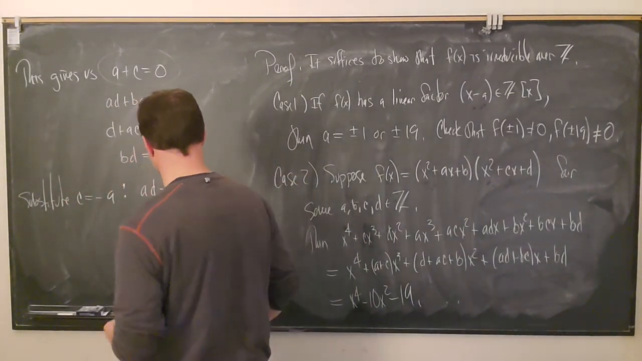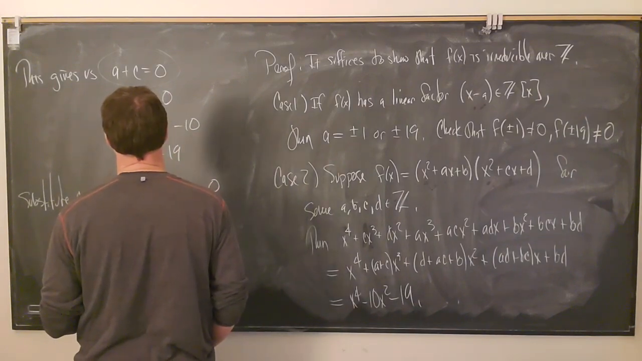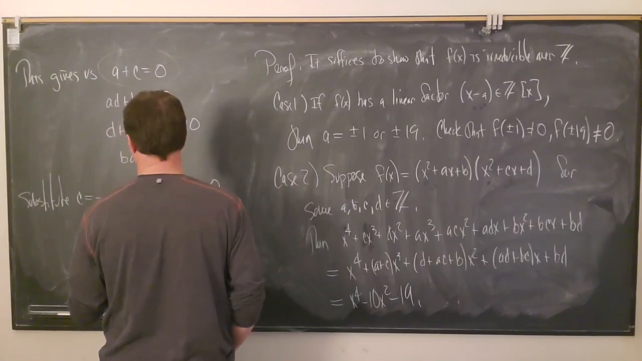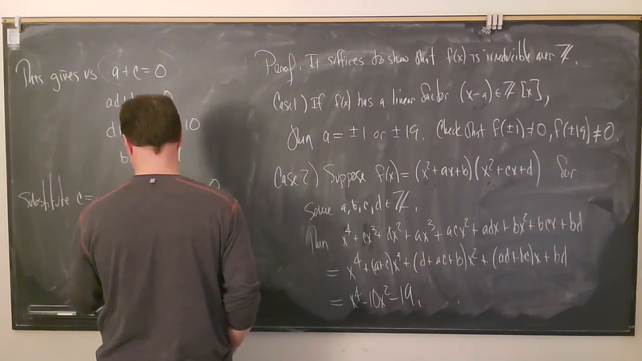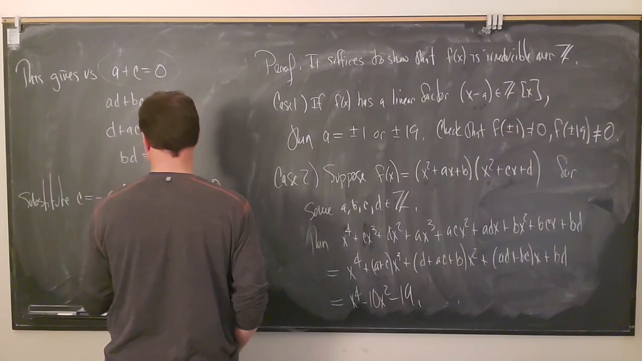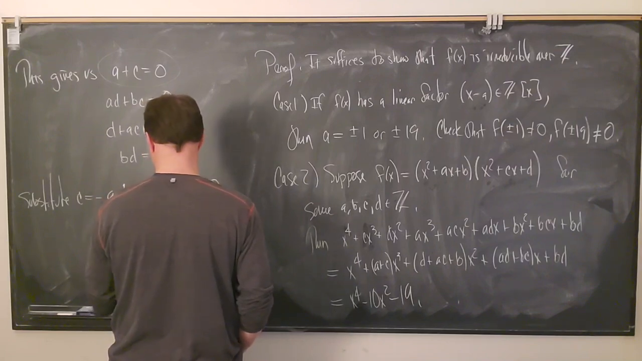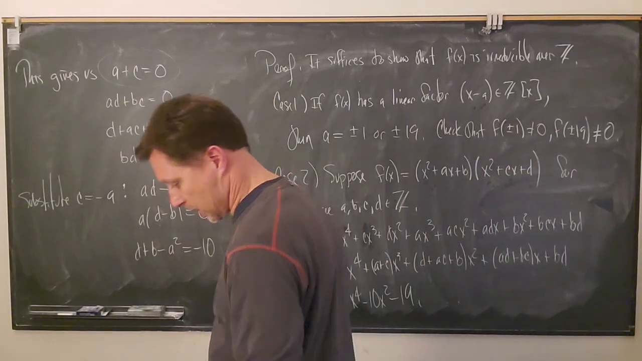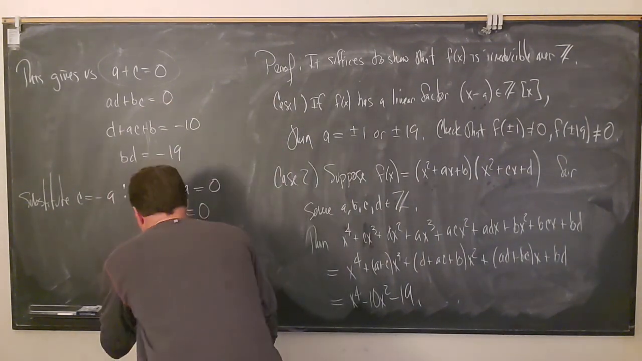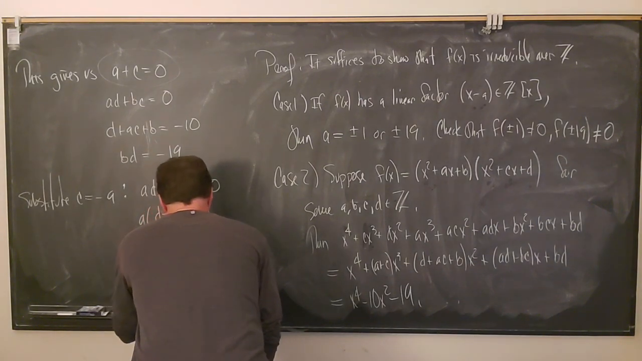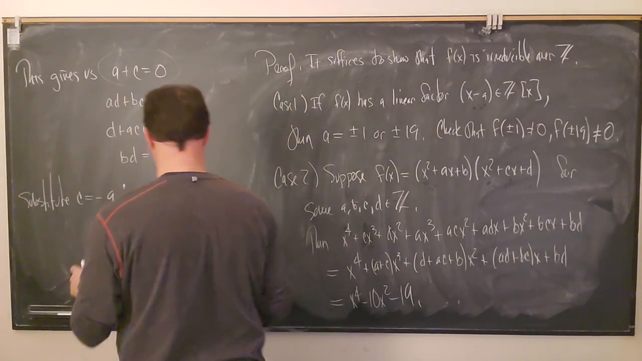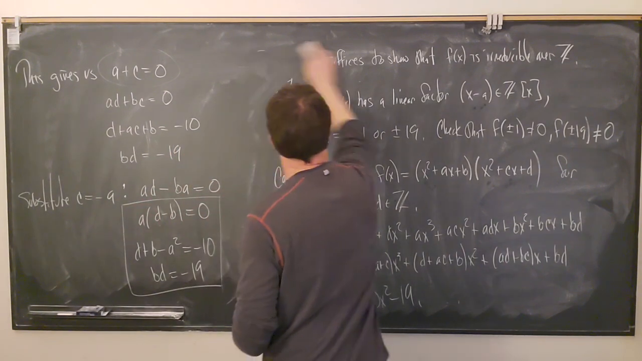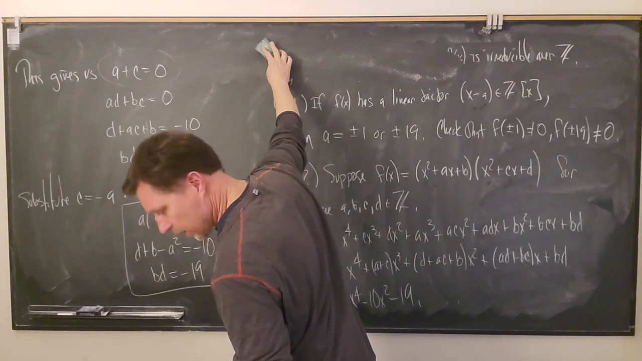Oh yeah, let's do the other substitutions too. So this would be D plus B minus A squared equals minus 10, and BD equals minus 19. Okay, so that reduces it to these 3 equations right there. And then I think I just want to consider 2 cases.